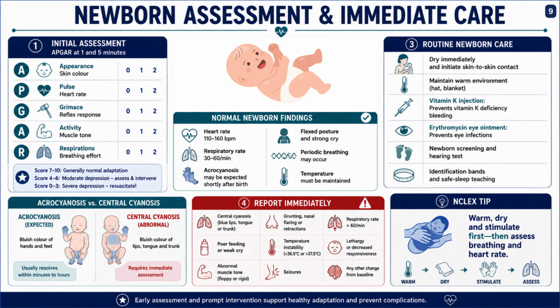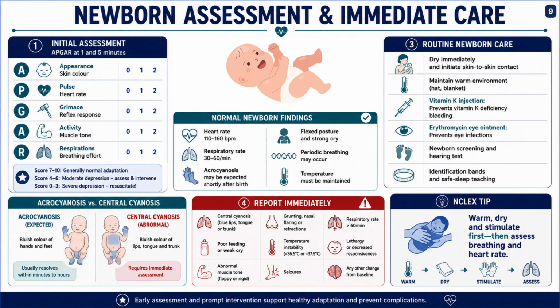Normal newborn vital signs differ from adult values. The heart rate is generally between 110 and 160 beats per minute, and the respiratory rate is approximately 30 to 60 breaths per minute. Newborn respirations may be irregular, but persistent grunting, nasal flaring, retractions, or central cyanosis are abnormal and require immediate assessment.